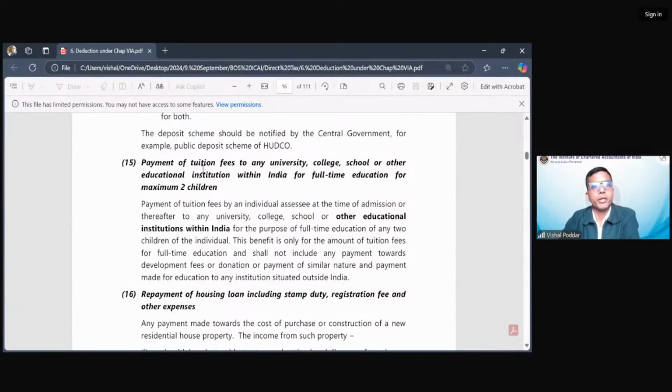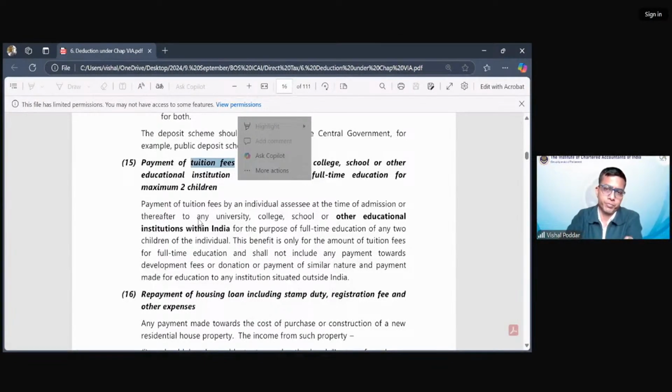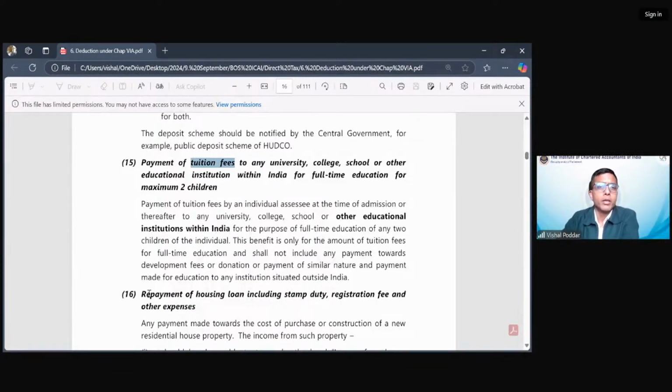Now, this is again important. There is a lot of misunderstanding about this. When they have used the word tuition, people feel it is the fees of coaching classes. Answer is coaching classes fees is not eligible for deduction. In fact, there could be a time in the next 1 or 2 years, you may not even find coaching classes. Why? That is a different story. Point is, tuition fees does not cover coaching class fees.